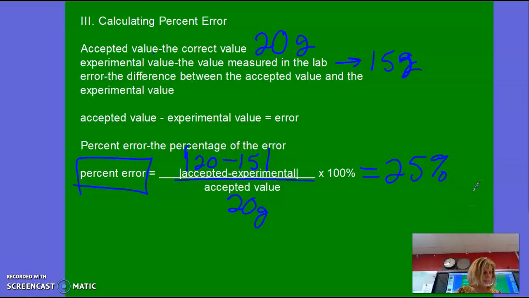That's terrible, right? That's a lot. That would be really bad. Usually if we're within 5%, we're like, that's pretty good. Plus or minus 5% is pretty forgivable. 25% would be a really, really large error. Any questions on that?